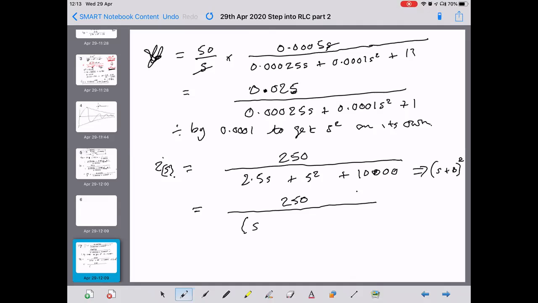We start our brackets and we put s in, then we've got a remainder here. And this number that goes beside the s here is this 2.5 halved, 1.25. So that's 1.25, and that's got to be squared. And this bit is 10,000 minus the 1.25 squared.